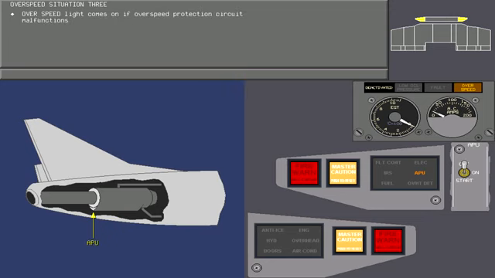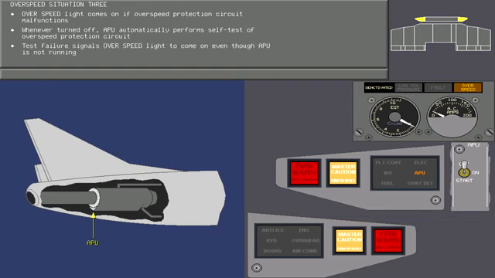The overspeed light also comes on if the overspeed protection circuit has malfunctioned. Each time the APU is turned off, it automatically performs a self-test of the overspeed protection circuit. A test failure signals the overspeed light to come on, even though the APU is not running.